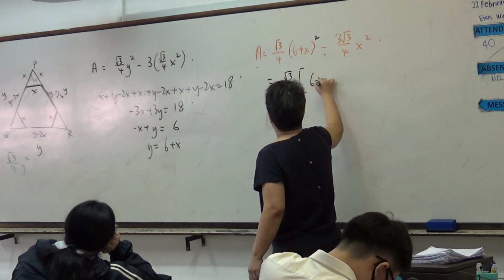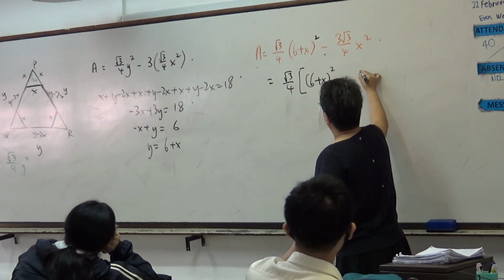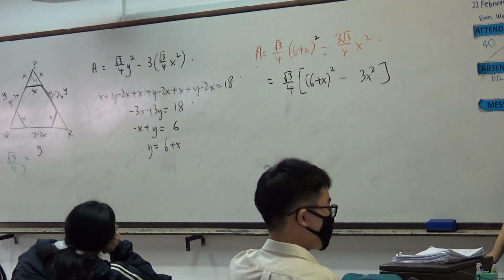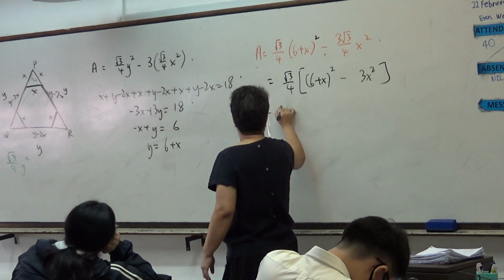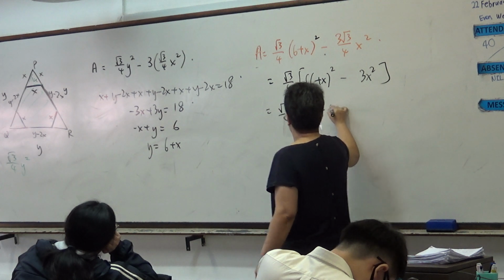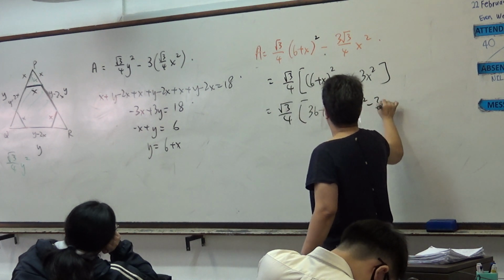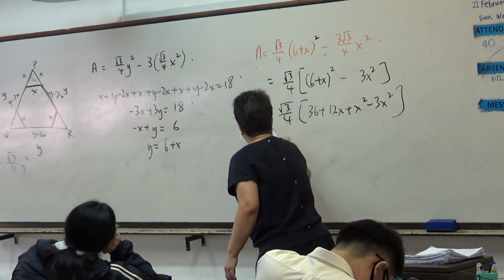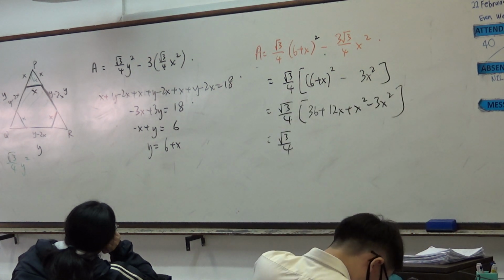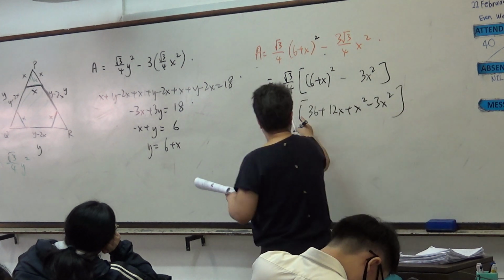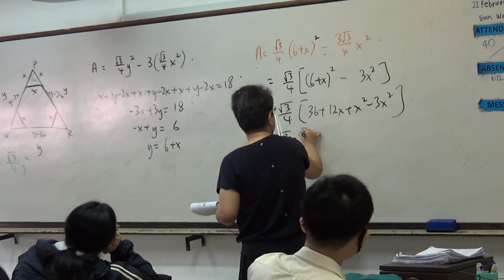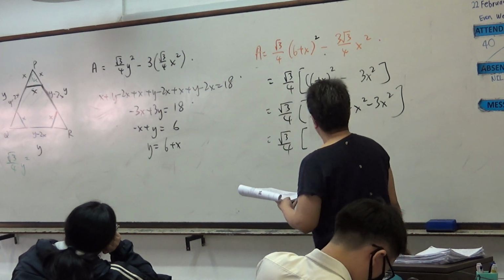I will have 6 minus x squared, right? Minus 3x squared, right? Okay, so this will be root 3 over 4 times (6 + x) squared, which is 36 plus 12x plus x squared, minus 3x squared. Okay, what did the question say? Did I make any mistake?